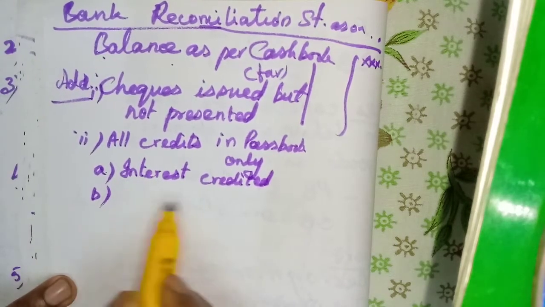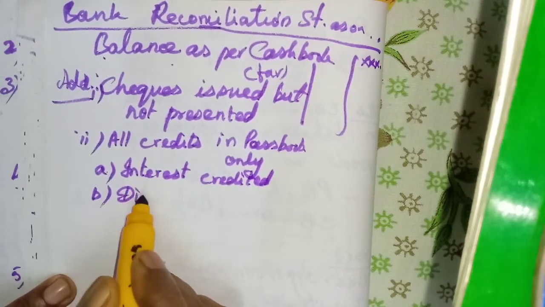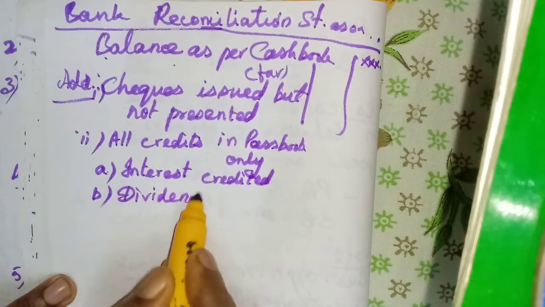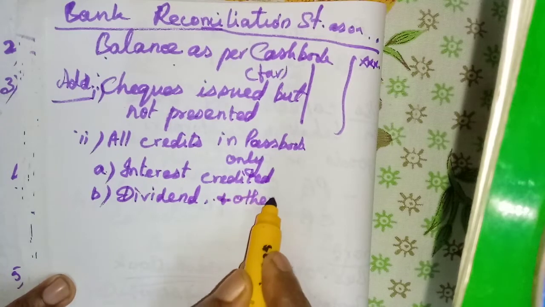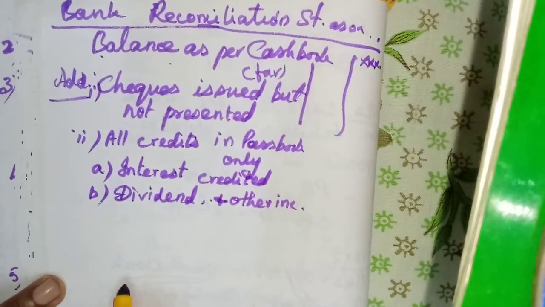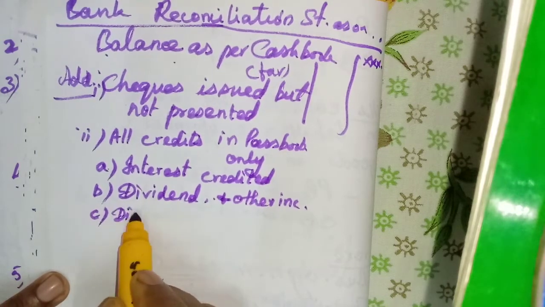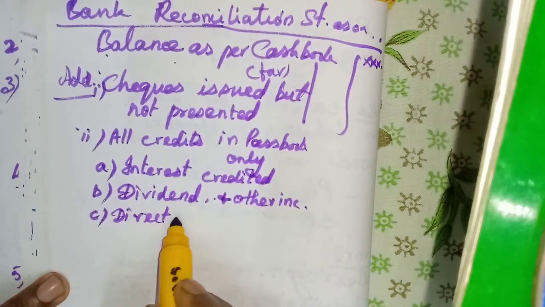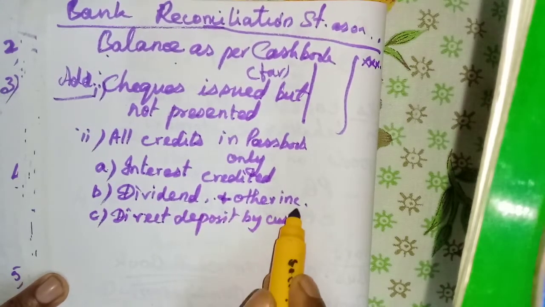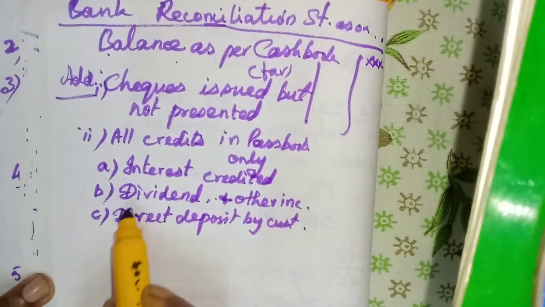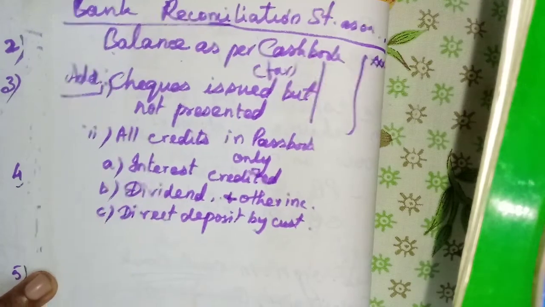Okay, I will explain this one, why we are adding. Then dividend and other income. We studied the dividend or any other interest, that's a given other income. Then any direct deposit by the customer, direct deposit by customers or any other parties. All these are credits in the passbook only. In the cash book we have not entered all these items.